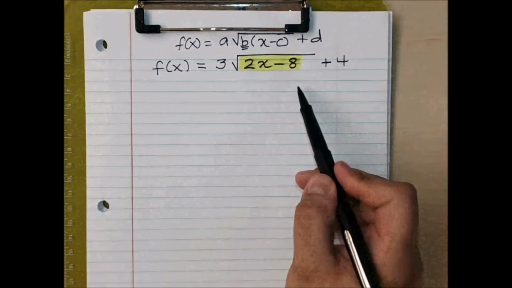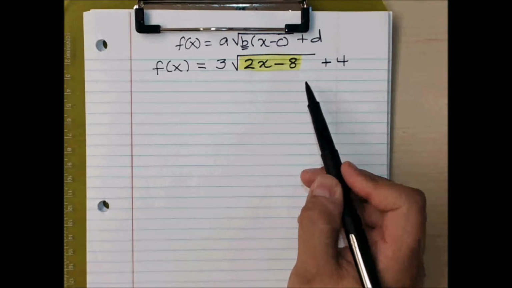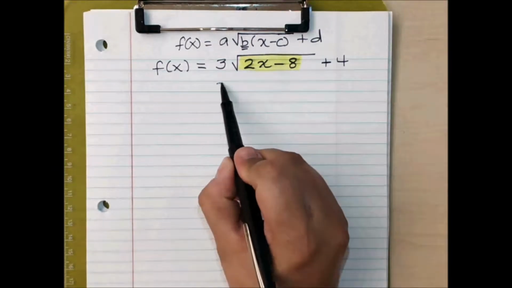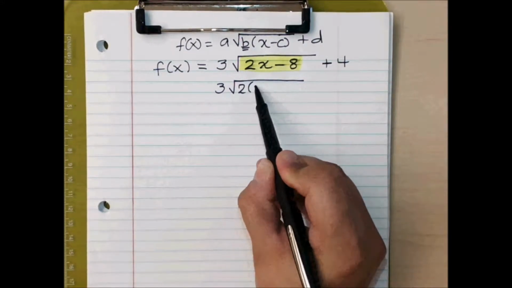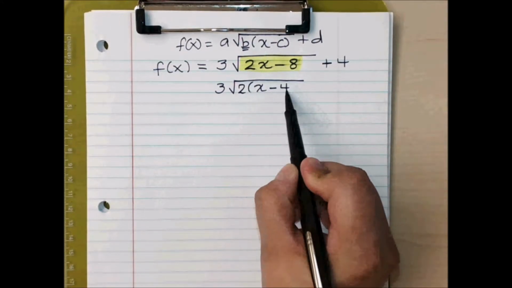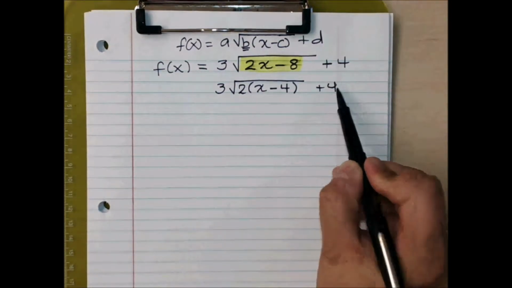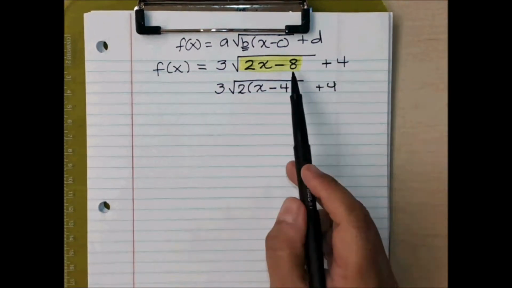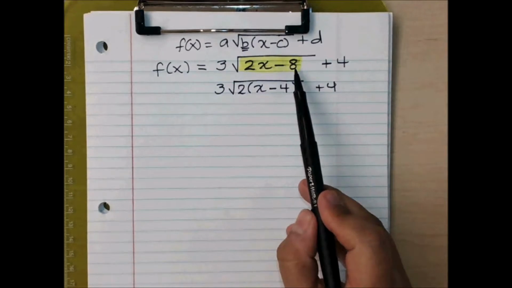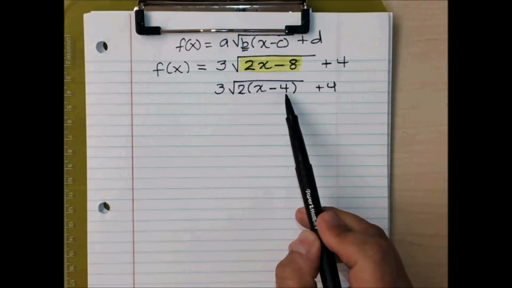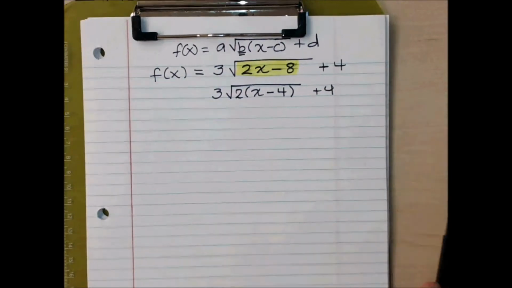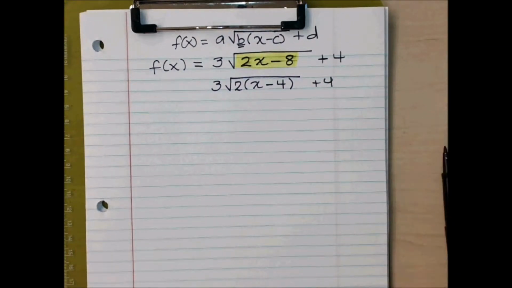So what we're going to do is factor out a 2, so that would be 3 times the square root of, factor that 2 out, leaving you with x minus 4, and then plus 4. And so that will prevent you from saying that this is a horizontal shift 8 to the right, when it's really not. It's actually a horizontal shift 4 to the right. So in describing these transformations, what you should end up with is this.